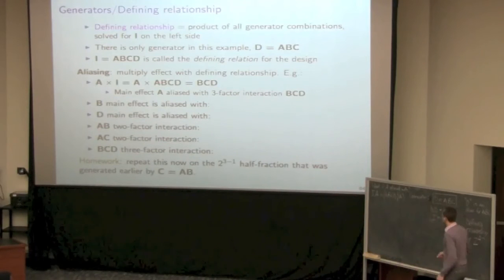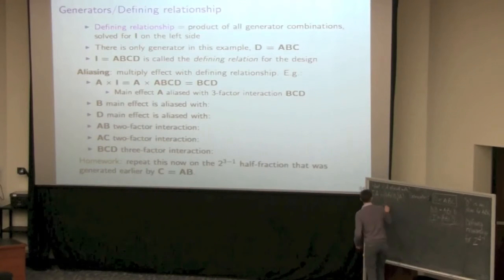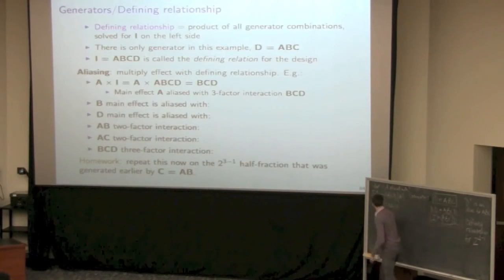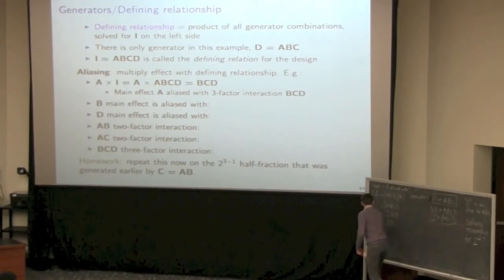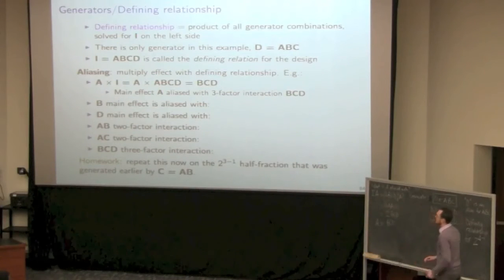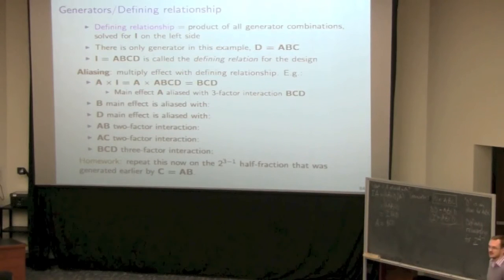Let's simplify the right hand side then. I've got 2 A's, so ABCD times A, and that simplifies because A times A is the identity. That's I times BCD. Well, I can simply write that as BCD. So A is going to be aliased with the BCD three-factor interaction in this set of experiments. In other words, I will never be able to tell factor A apart from the BCD three-factor interaction.